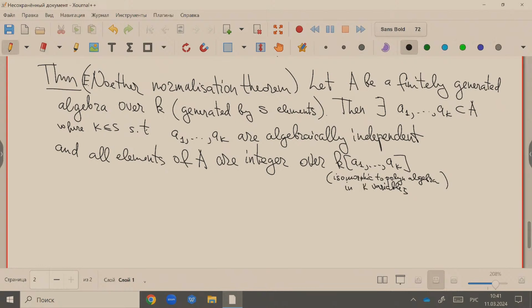Да, но с точки зрения алгебраической геометрии это следующее: у вас есть вложение полиномиальной алгебры в А, то есть есть отображение k[x1, ..., xk] в А. So let me write down geometric interpretation.